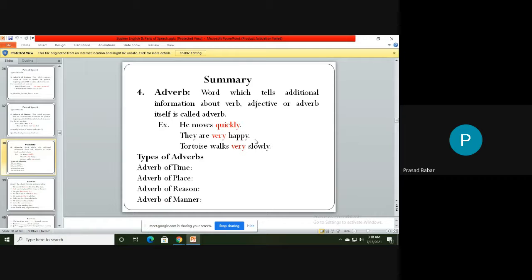They are very happy. Here very is the adverb, and it is also an adverb of manner. Okay, tortoise walks very slowly. Here very is the adverb and it is an adverb of manner. How does the tortoise walk? If we ask this question, then it will give the answer very slowly, and that is why it is an adverb of manner.